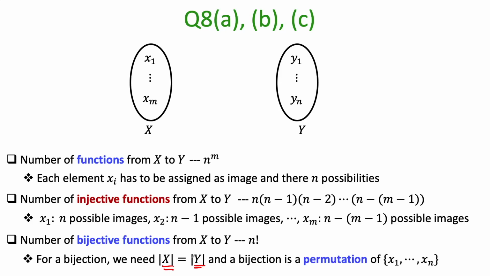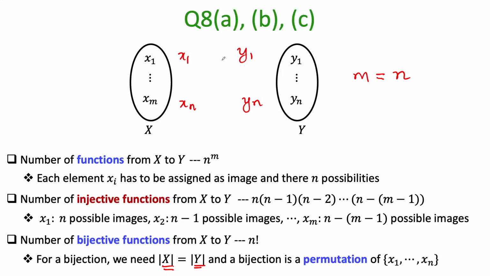Now, if the cardinalities of the x and the y set are the same, that means I am talking about the case where m is equal to n, then any bijection from the x set to the y set can be considered as a permutation of the elements x1 to xn, right? Because I can imagine that I have n elements here and also n elements here, and each xi has to be assigned a unique image.